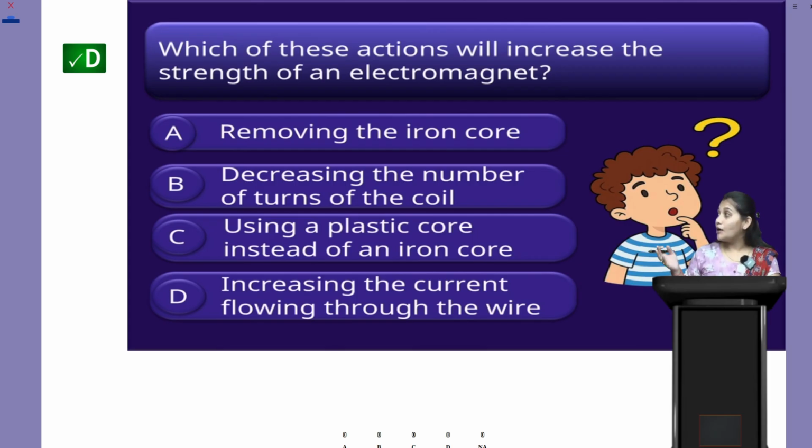So just now we have studied that we can increase the strength of the electromagnet. One is by what? One is by increasing the number of turns. The other is what? By increasing the current flowing in the wire. So the correct option is increasing the current flowing through the wire.